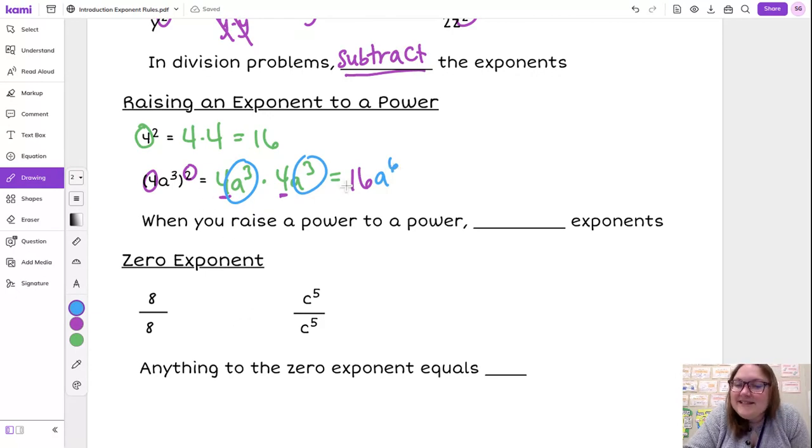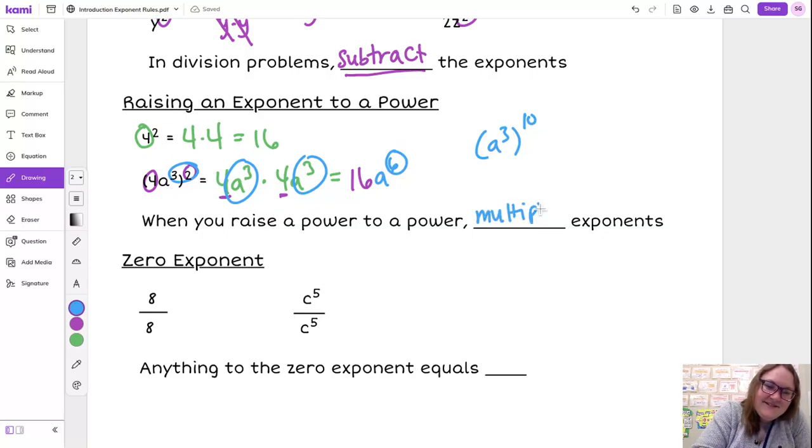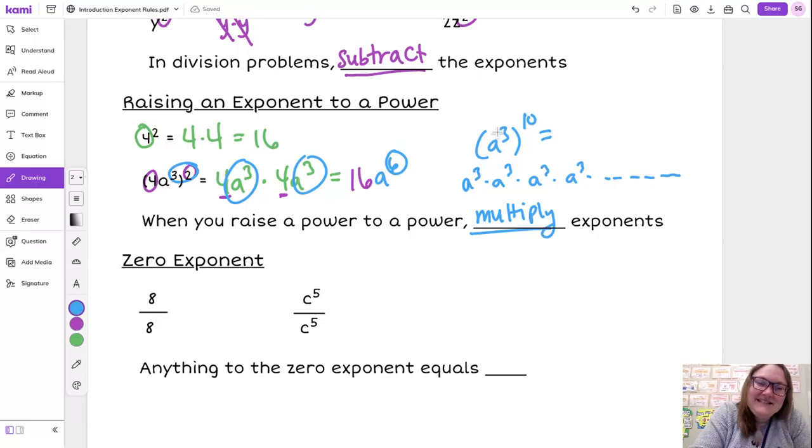But if I didn't want to have to write this down, or if I gave you something like a cubed to the 10th power, look at what we're doing with those exponents. The original problem had a 3 and a 2, and my final answer was a 6. That means when you raise a power to a power, 3 to the second power, or 3 squared, we have to multiply the exponents. So for example, over here, I do not want to have to write a cubed times a cubed times a cubed times a cubed 10 times. I can just say I need to multiply my exponents and say 3 times 10 is 30.